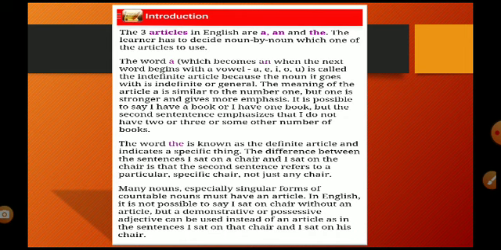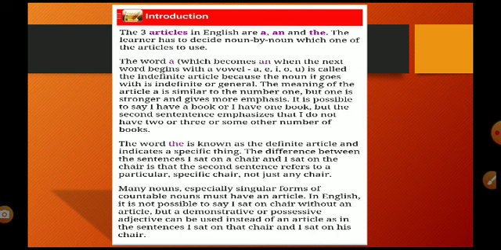A, E, I, O, U. A is called the indefinite article because the noun it goes with is indefinite or general. The meaning of the article a is similar to the number one, but one is stronger and gives more emphasis. It is possible to say I have a book or I have one book. But the second sentence emphasizes that I do not have two or three or some other number of books. So we say I have a book.